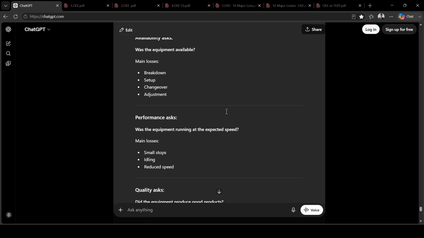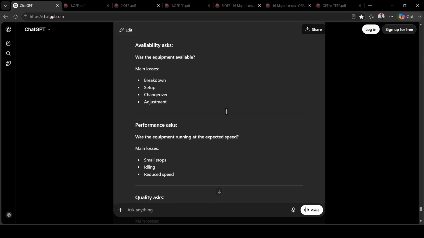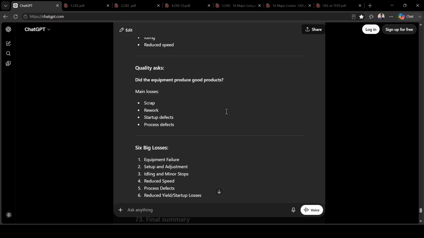Availability asks: was the equipment available when needed? Losses: breakdown, setup, changeover, adjustment. Performance asks: was the equipment running at the expected speed? Losses: small stops, idling, reduced speed. Quality asks: did the equipment produce good products? Losses: scrap, rework, startup defects, and process defects.